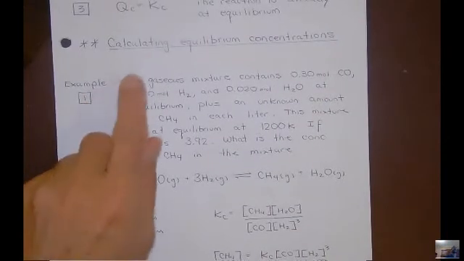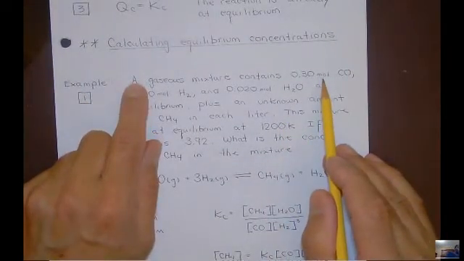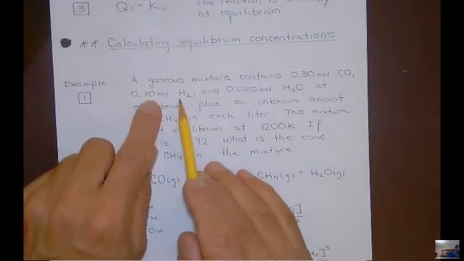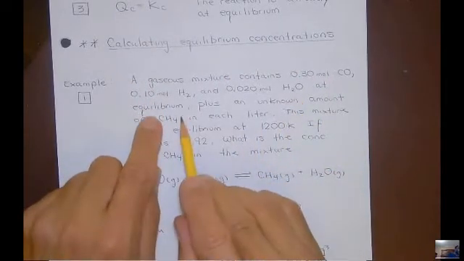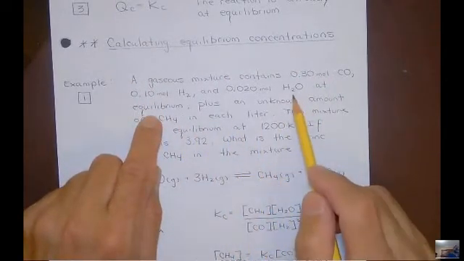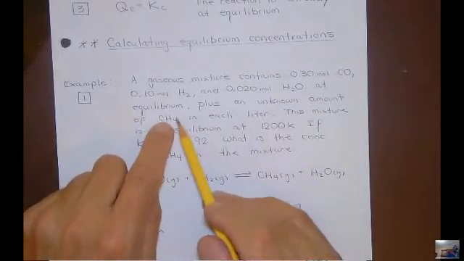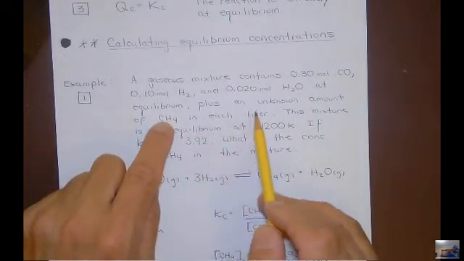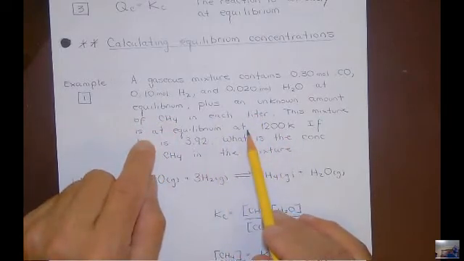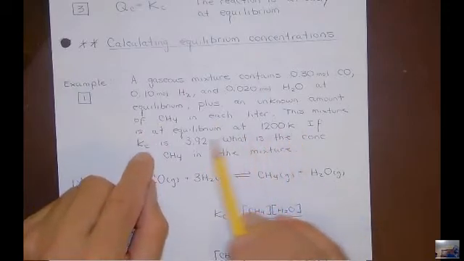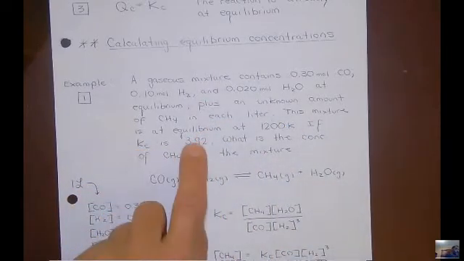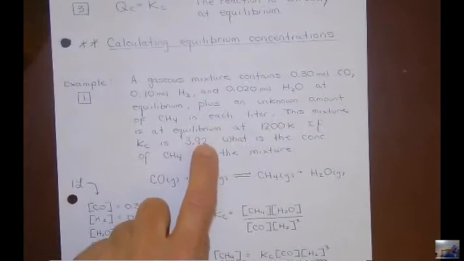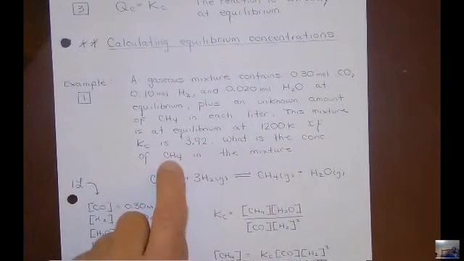Okay, so first example. A gaseous mixture contains 0.3 moles of carbon monoxide, 0.1 moles of hydrogen, and 0.02 moles of water vapor at equilibrium. Okay, so this is a gas phase mixture, so this is water vapor over here. Plus an unknown amount of methane in each liter. The mixture is already at equilibrium at 1200 Kelvin. The Kc for this reaction, you look it up, is 3.92. What's the equilibrium concentration of methane in the mixture?